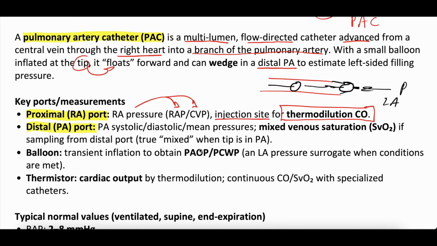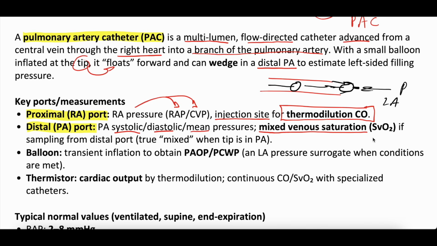And this port can give you the pulmonary artery systolic, diastolic, and mean pressures when the balloon is deflated. Okay, so the balloon is deflated and the end of that catheter is just sitting in the pulmonary artery, which is why you can transduce a pressure from it and get a systolic and diastolic pulmonary artery pressure. You also can pull a venous blood gas off of it, which gives you a true mixed venous saturation, because that is the last part of the venous system before it goes through the lungs and gets oxygenated. So it's a true SvO₂, a true mixed venous saturation.